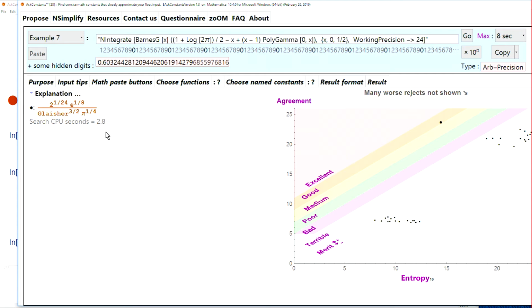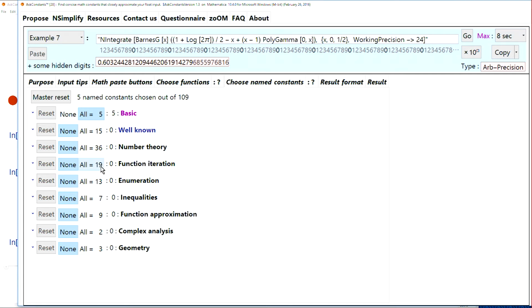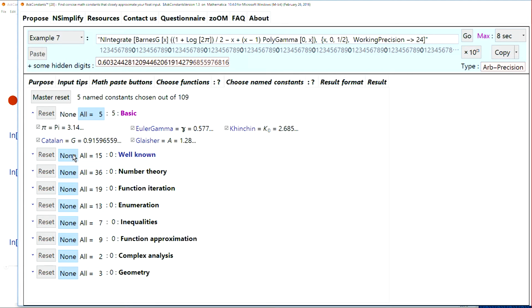This particular one involves a constant, Glaisher. Now, I thought that was an ice field or something like that. But I didn't know what it was, but you can also choose named constants. And basic ones are, you know, the ones, even as a matter of fact, when I was a calculus student, I think I knew about pi and Euler gamma, but these other three I'd never heard about. But there's a lot of interesting ones.